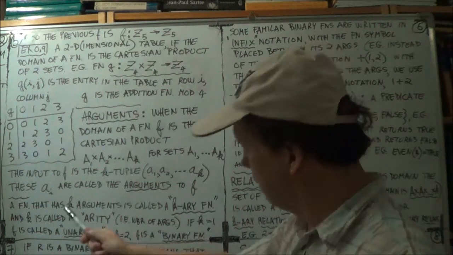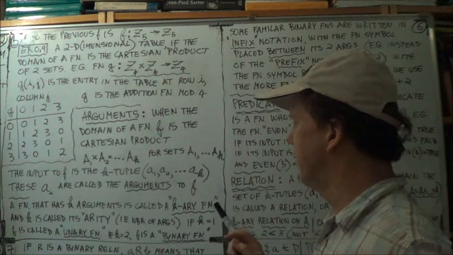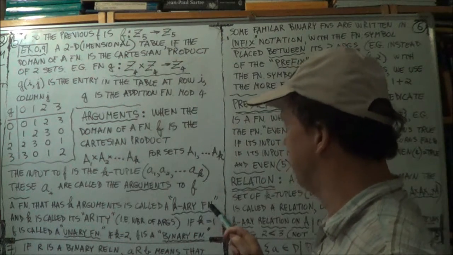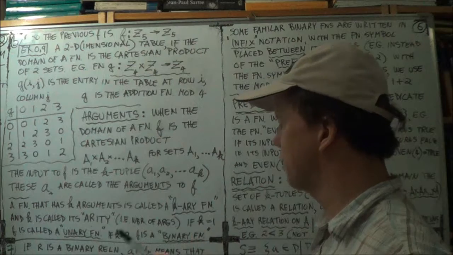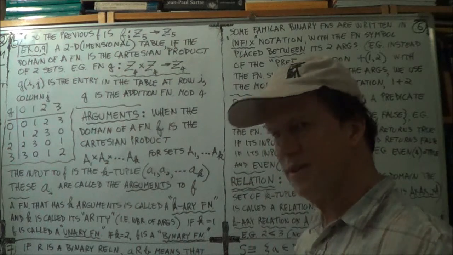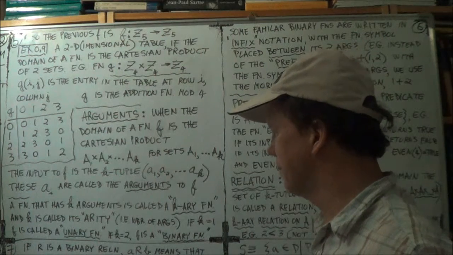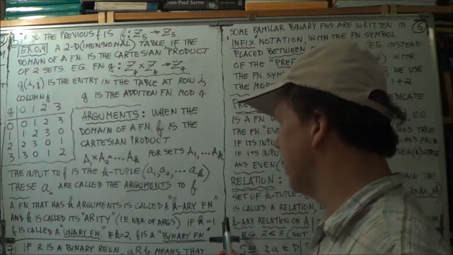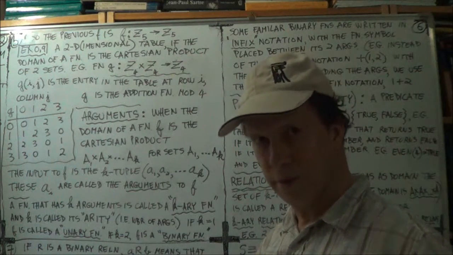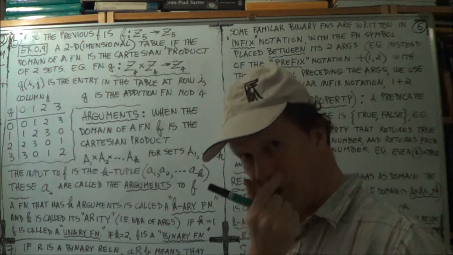A function that has k arguments you can call a k-ary function. This just makes it an adjective. So a k-ary function, and this k is called its arity. In other words, just the number of arguments, the number of inputs. If k is 1, you can call your function a unary function. It just has one input. And if k is 2, then it's a binary function. It has two inputs.